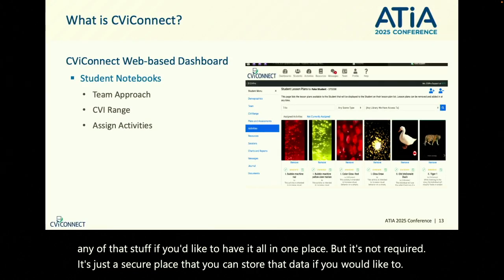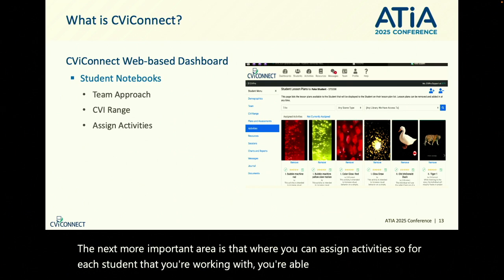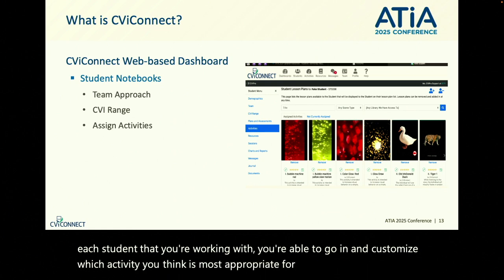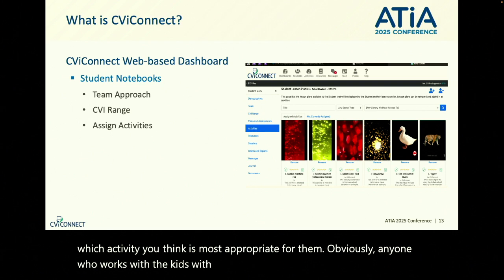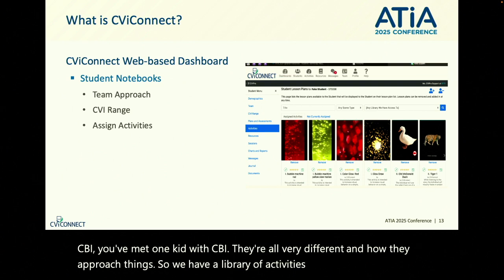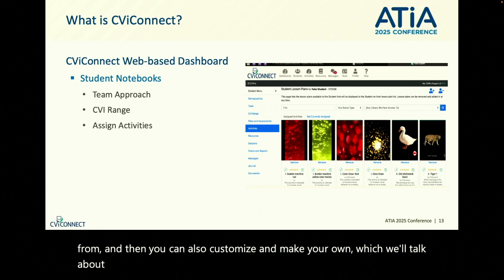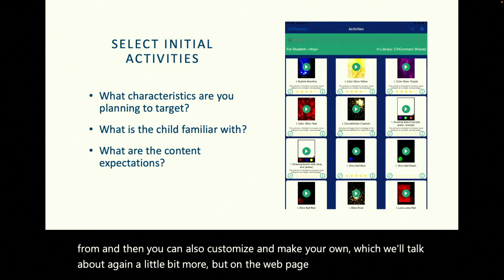The next more important area is where you can assign activities. So for each student that you're working with, you're able to go in and customize which activity you think is most appropriate for them. Obviously, anyone who works with a kid with CVI knows that when you've met one kid with CVI, you've met one kid with CVI. They're all very different in how they approach things. So we have a library of activities that you can choose from, and then you can also customize and make your own, which we'll talk about again a little bit more. But on the web page here is where you'll actually go and assign those.